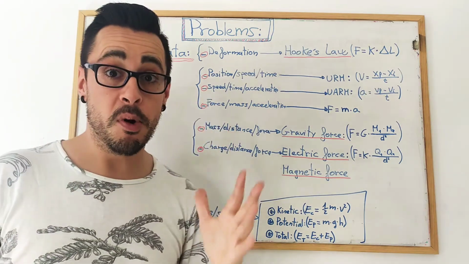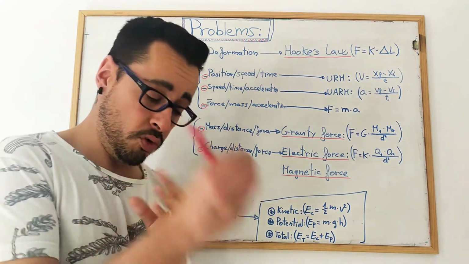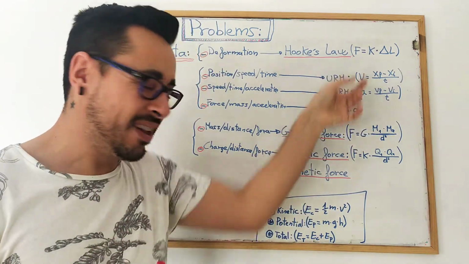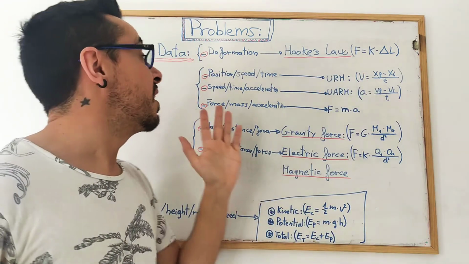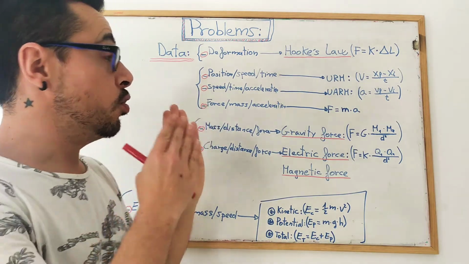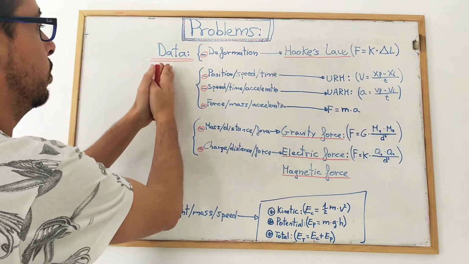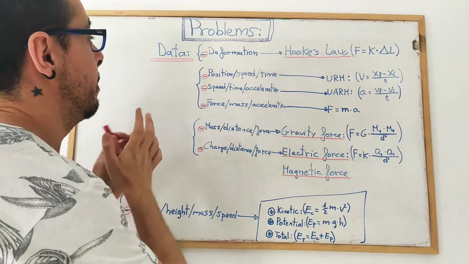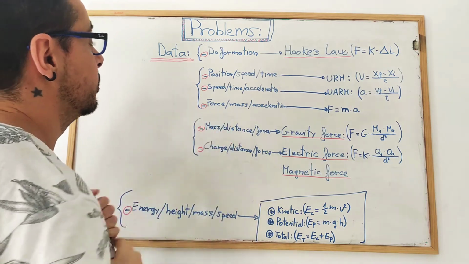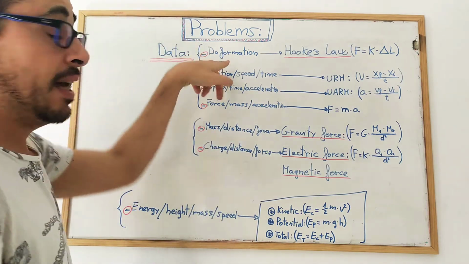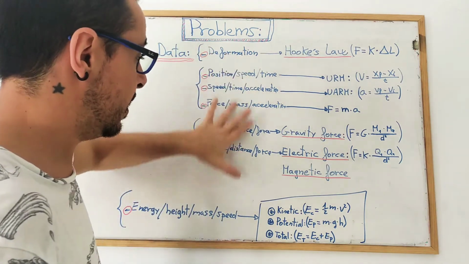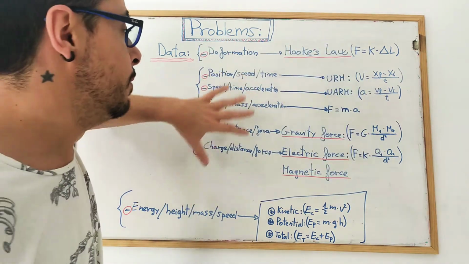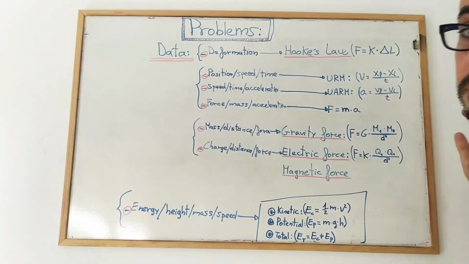This is really important because when you face a problem, the problem is not going to tell you which one you have to choose, okay? So you have to look for the data in the problem. Here I have written the data of the problem, and here the possible data, and here are the formulas.